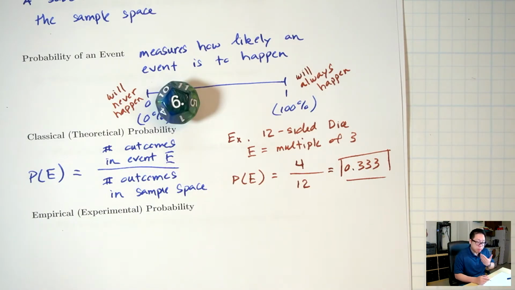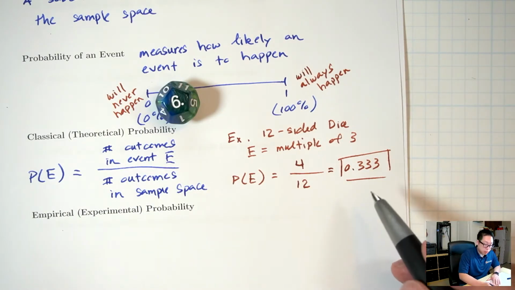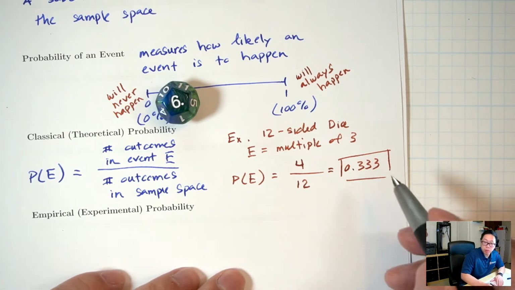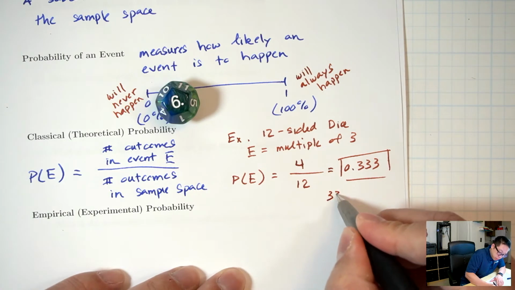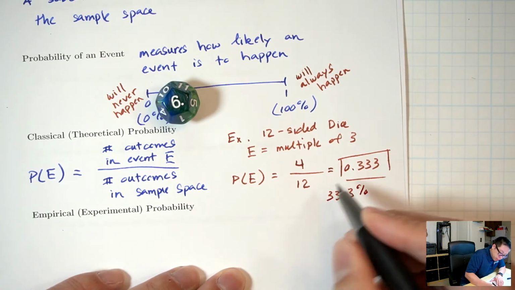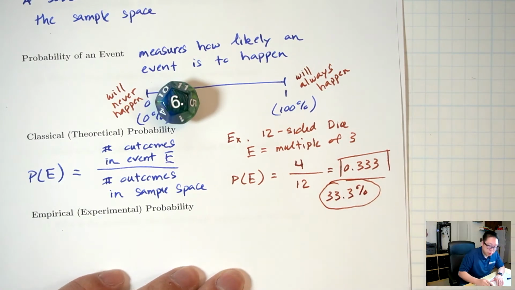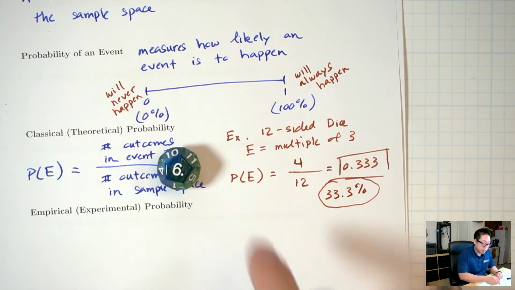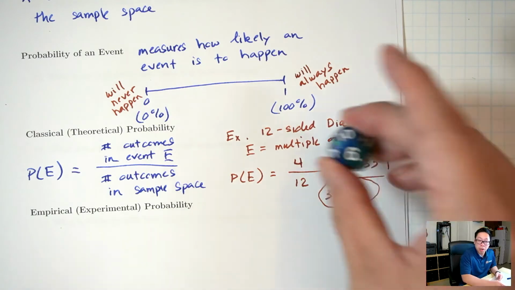Usually when we talk about this to the general public, we convert this to a percent. So this as a percent would be 33.3%. Right, so to someone who doesn't know statistics, we say there's a 33.3% chance of getting a multiple of 3 when I roll this dice.